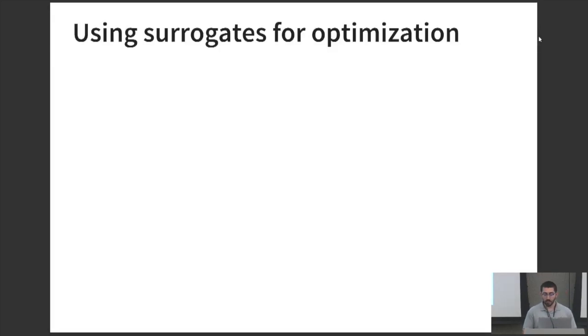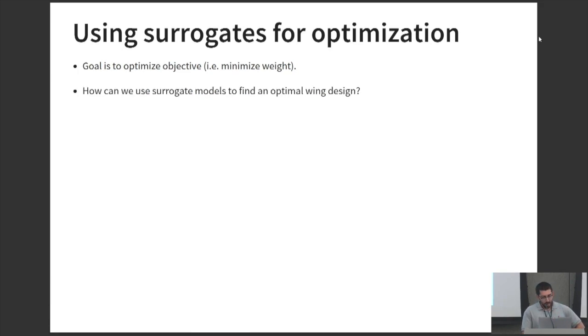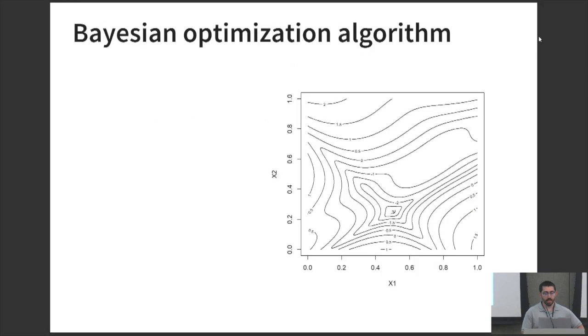So how do we use a surrogate for optimization? Going back to the original problem, our goal is to minimize the weight of a wing. I'm going to take the flutter out of the equation just for a second. So how do we use surrogate models to find an optimal wing design? I'm going to talk about this sequential design algorithm known as Bayesian Optimization, and I'm going to take you through it.